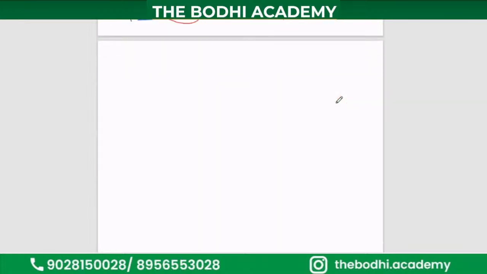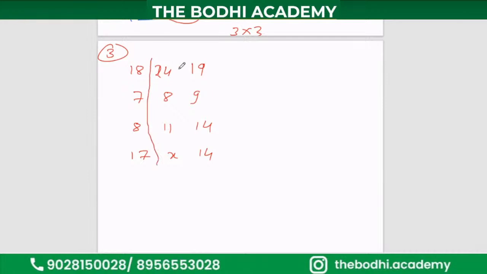irrespective of the paper. Now, question number 3. Right now, in 2 questions we have seen a 3 cross 3 matrix. In this we will see a 3 cross 4 matrix. 18, 24, 19, 7, 8, 9, 8, 11, 14, 17, x and 14. Now this is a question. We need to find the x.